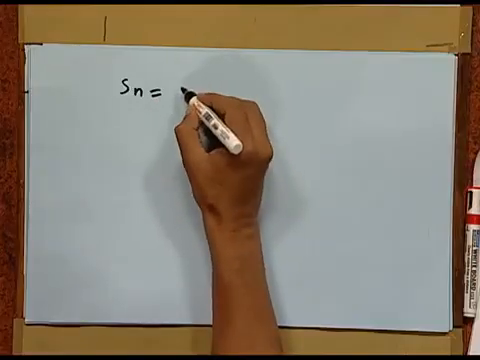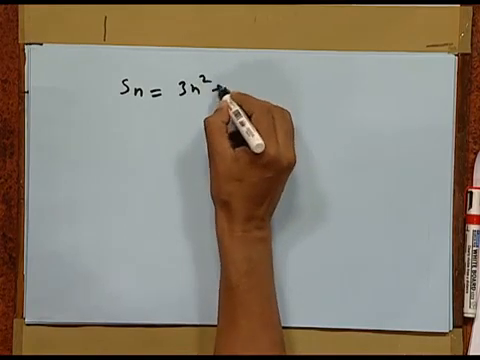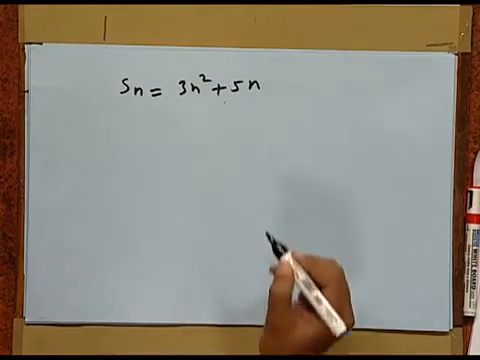Sometimes the series or sequence is not given directly, but the sum of n terms is given in terms of n. For instance, suppose you are given Sn equal to 3n squared plus 5n. Now at first sight, we know neither a nor d. So usually we first try to find a and d and then proceed.